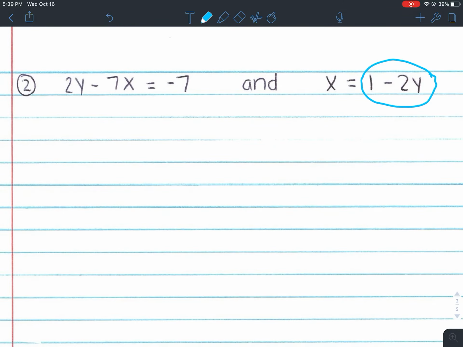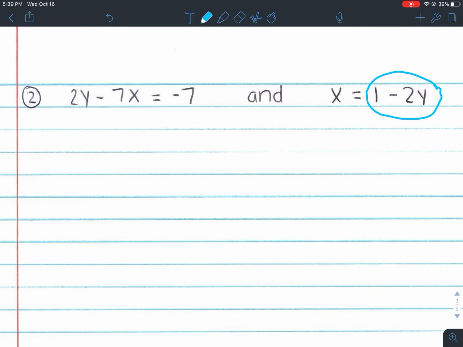Once I have a variable by itself, I take whatever it equals and I plug it into the other equation. So because I have x equals 1 minus 2y, I'm going to plug that into the other equation, and I'm going to plug it in for x. Why for x? Because x equals 1 minus 2y.